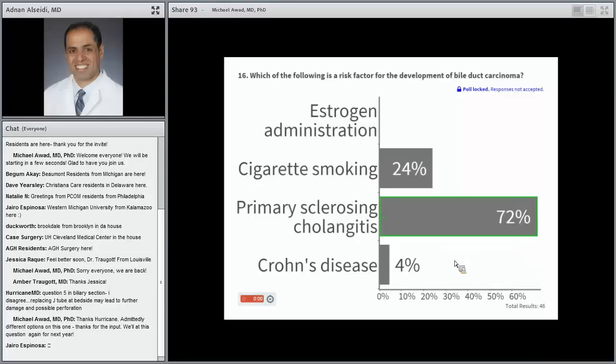PSC is the correct answer. That and colorectal cysts are probably the two things you'll see in the test. And probably smoking increases the risk of everything, but I'm not sure that it's directly linked to cholangiocarcinoma.